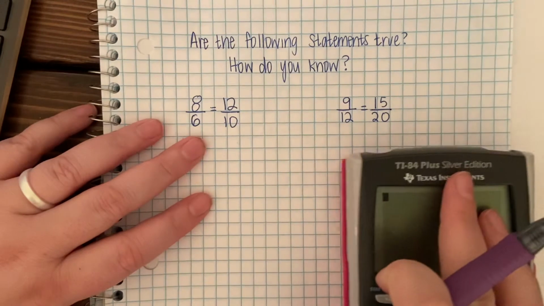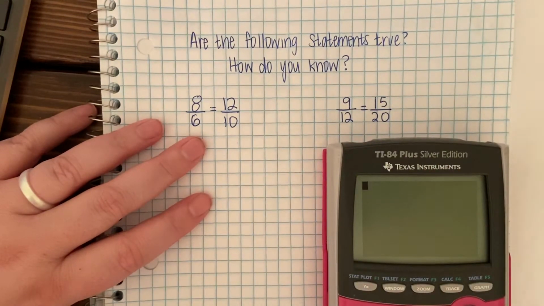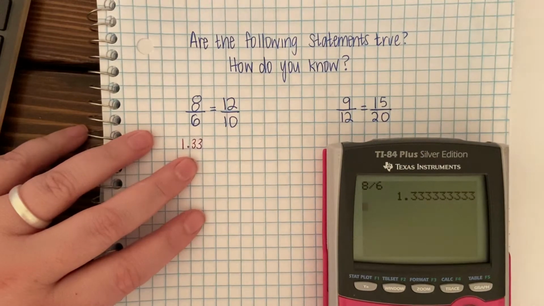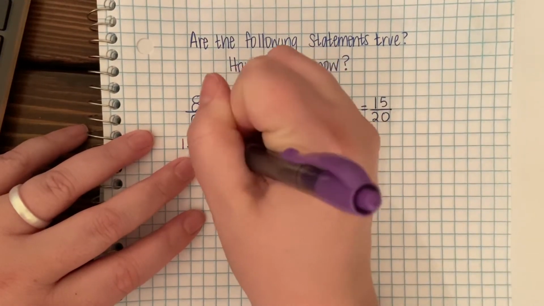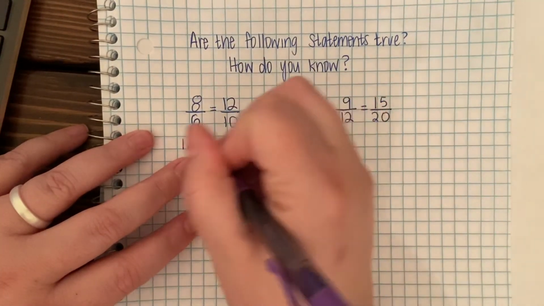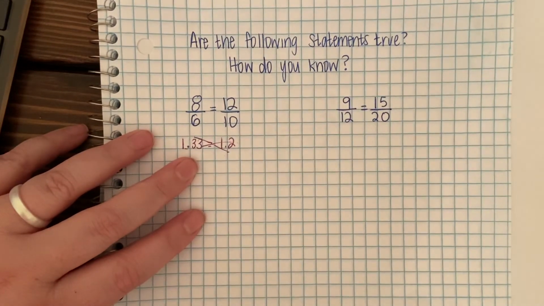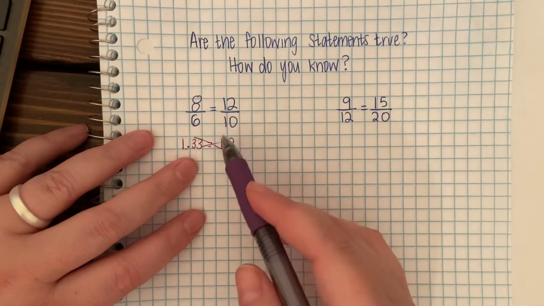So one way we can test this is if we take our calculator, we do 8 divided by 6, we get 1.33. If I do 12 divided by 10, I get 1.2. Is 1.33 equal to 1.2? No. So that means that they are not true. It's not equal to each other.